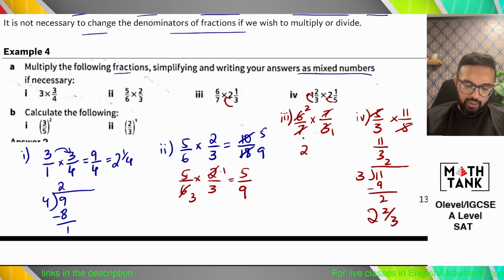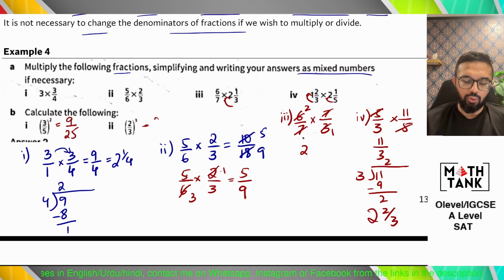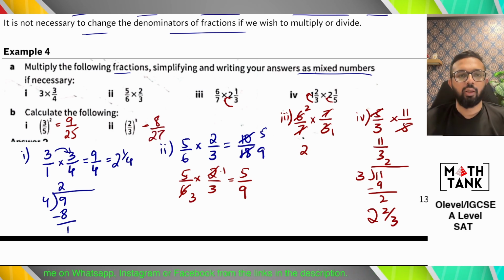With squares and cubes, it's simple. You can just write 3 squared, but the numerator and denominator get squared. So 9 over 25. 2 cubed is 8. That's what you learned in the last chapter. 3 cubed is 27.